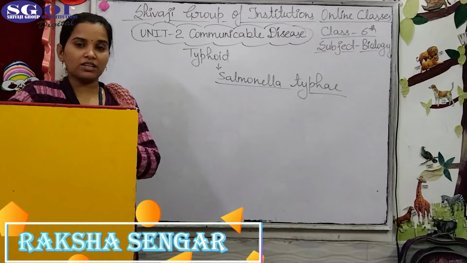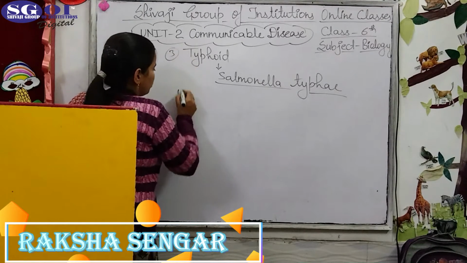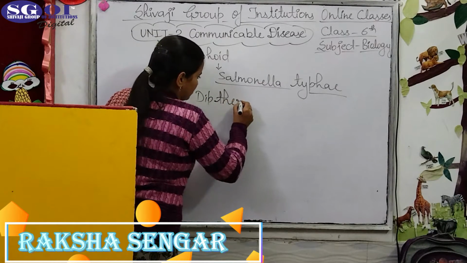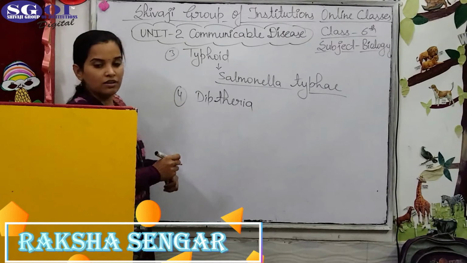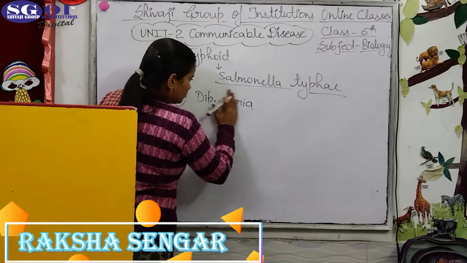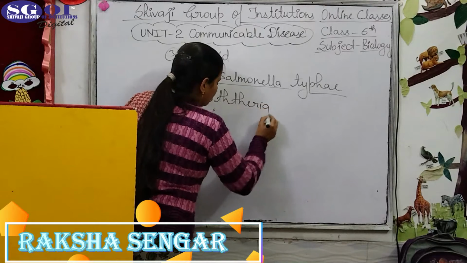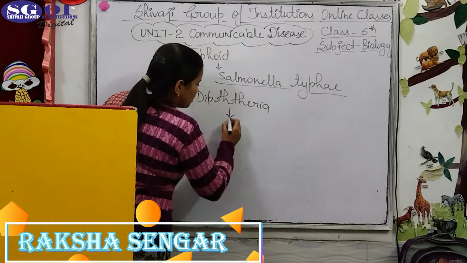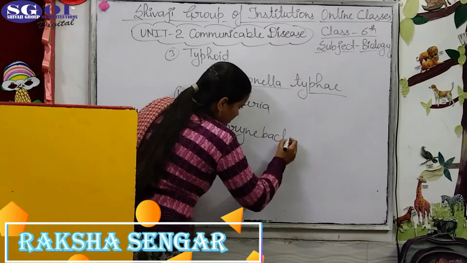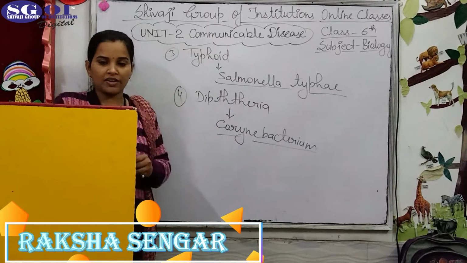Next is the next bacterial disease, the diphtheria. So the third and fourth disease is diphtheria. This diphtheria disease is caused by the bacteria Corynebacterium. This is the name of the bacteria which causes the disease diphtheria.